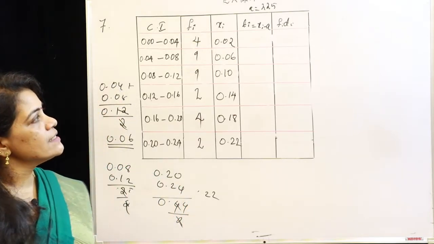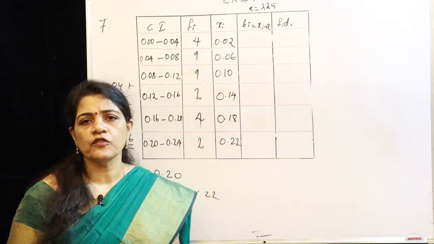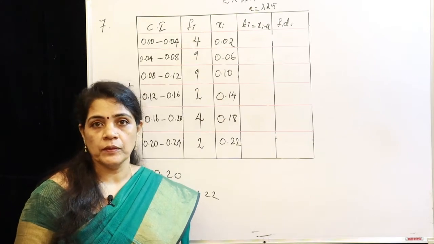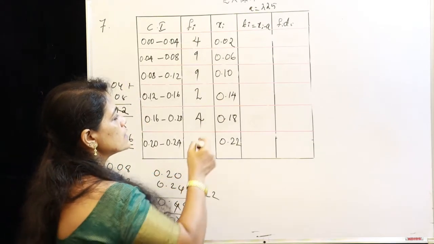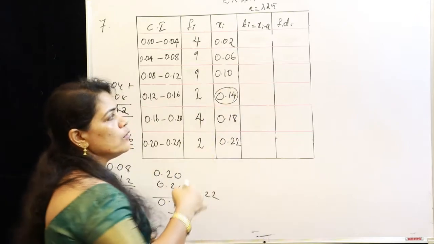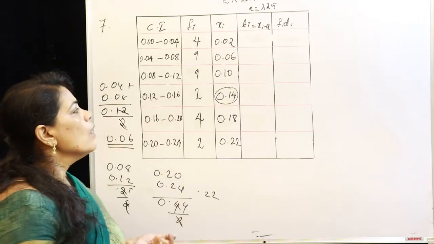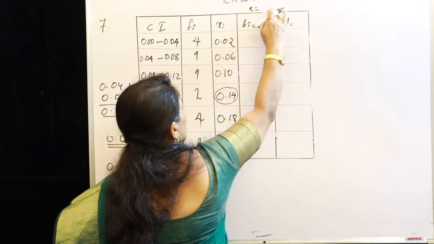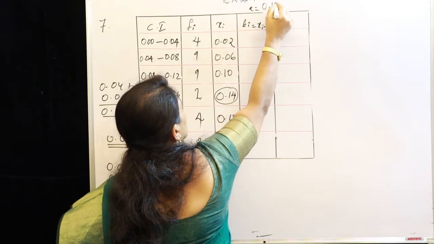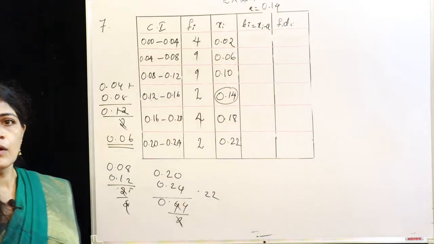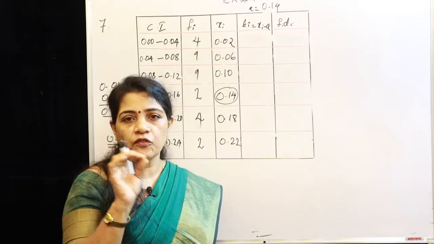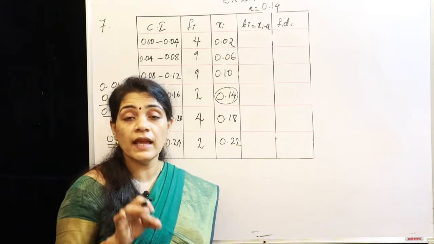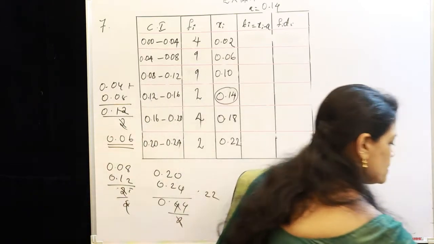After getting this xi, we have to select one value from the xi column, almost in the middle, and that can be the assumed mean. We can mark the assumed mean as 0.14 or 0.10, it doesn't matter. I have selected the assumed mean as 0.14 for this problem. Next we find the difference between each xi minus a, where a denotes the assumed mean.